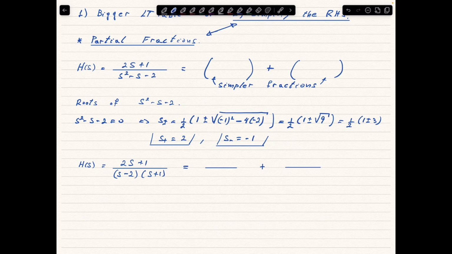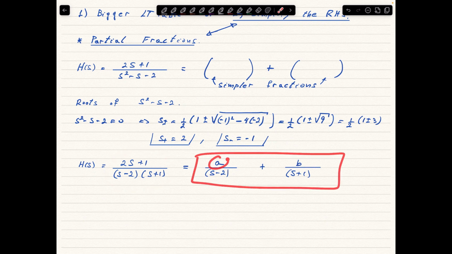The fractions have denominators s minus 2 and s plus 1, and we have constants here that we need to find. There exist two constants, a and b, so that this is true. This is what the partial fraction method gives us: if we have a rational function like that, it can be written in this form. We only need to find the right constants a and b. And how do we find them?